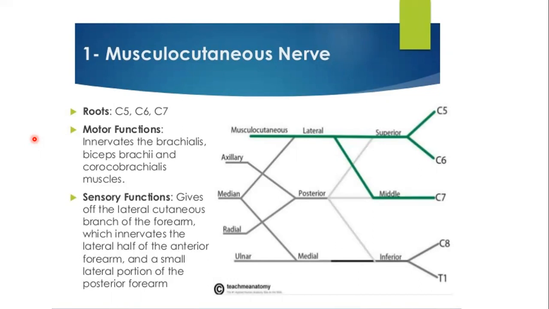Now let's discuss one by one all these nerves in detail. The first nerve, the musculocutaneous nerve, its root value is C5, C6, and C7. As you can see here, this is the musculocutaneous nerve, and these are the three roots contributing into the musculocutaneous nerve. It has got two main functions, the motor function and the sensory function.